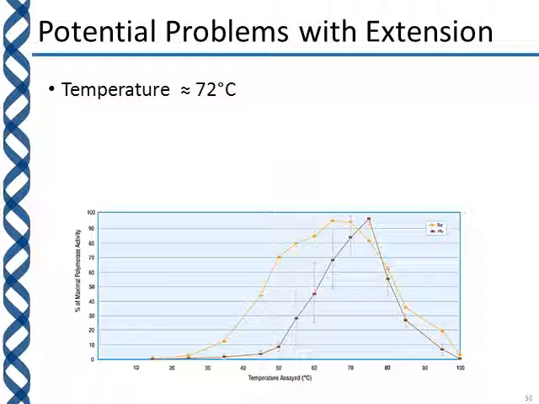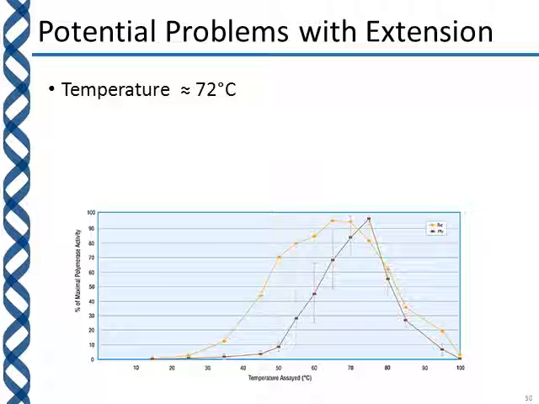So now let's take a look at the potential problems with the temperature of the extension step. So Taq polymerase has a peak enzymatic activity typically around 72 degrees. Some of the different DNA polymerases will have slightly different activities, but typically it's in that same range. However, that is a spectrum, and so you can see on the graph here, in yellow we have Taq, and in red we have a different enzyme called Pfu.